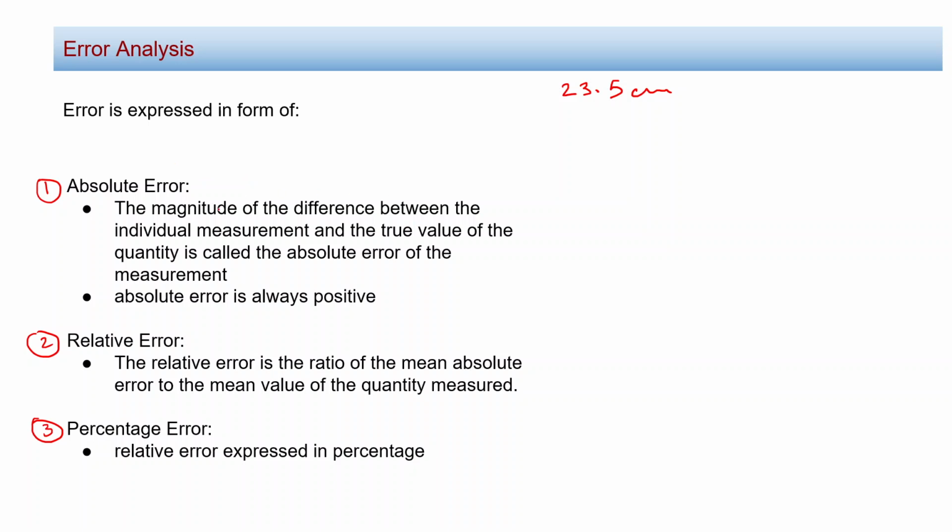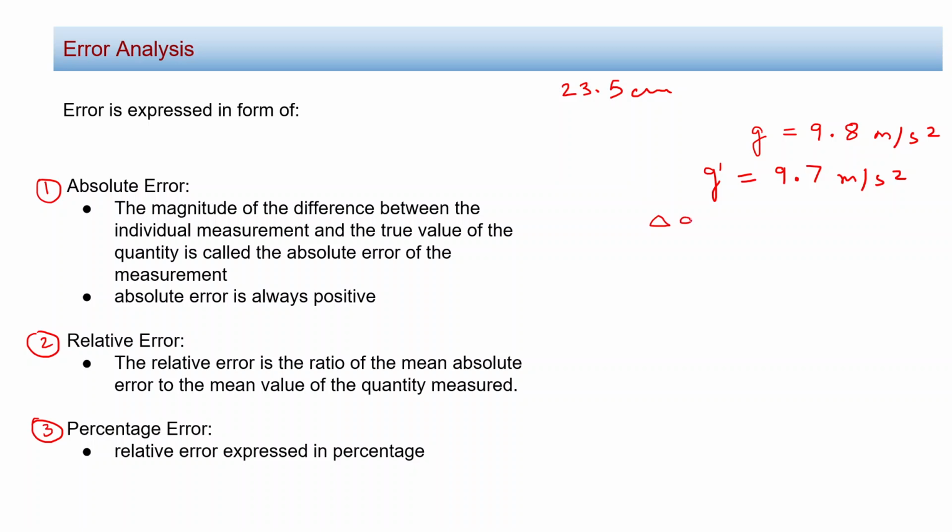The magnitude of difference between the individual measurement and the true value of the quantity is called the absolute error of the measurement. So again, taking the example of acceleration due to gravity, we know that the accurate value, just taking it to the first decimal digit, is 9.8 meter per second square. And if I conduct one experiment in which I found the value to be 9.7 meter per second square, then I can tell the error in this experiment will be the difference between the individual measurement and the true value.